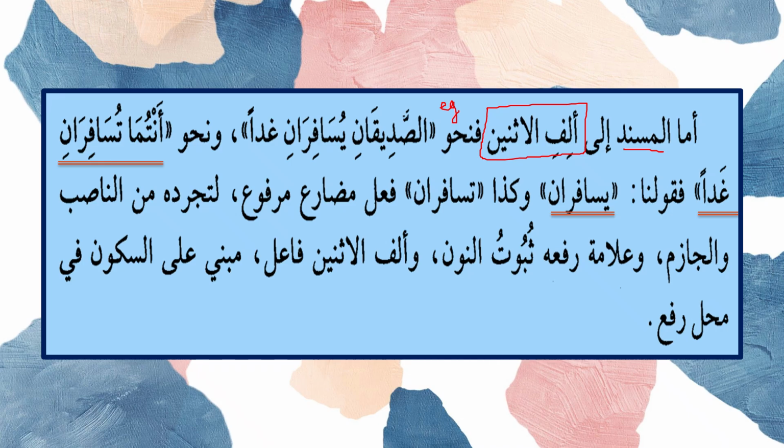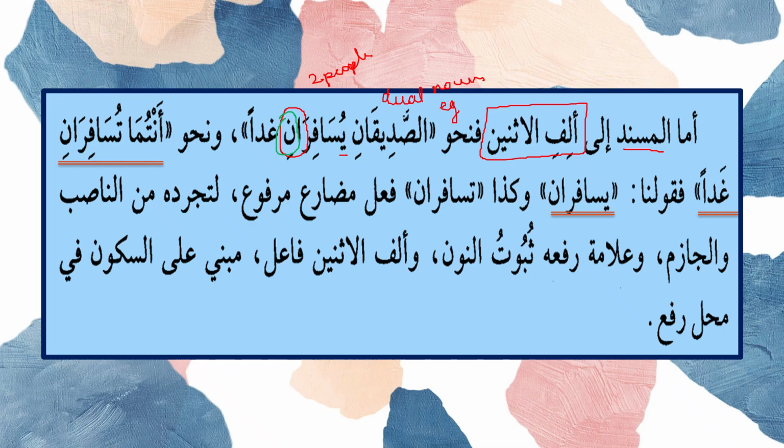So here sadiqan, we know that there are two persons, dual. Now it is a dual noun. Yusafiran, this is a present tense and it has the alif al-muthanna at the end. So this alif al-muthanna tells us that two people are traveling. And the presence of noon here will tell you that this present tense is in marfu' case.